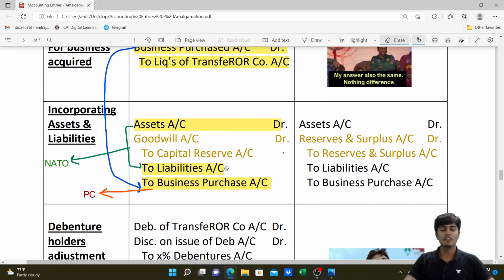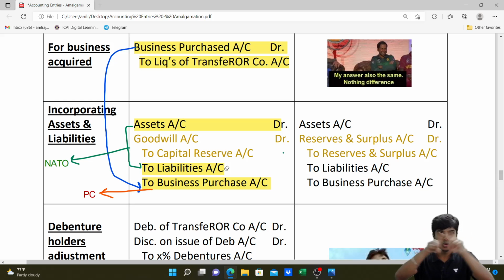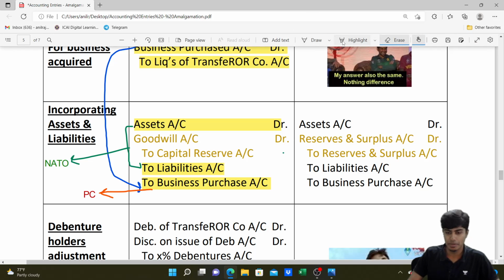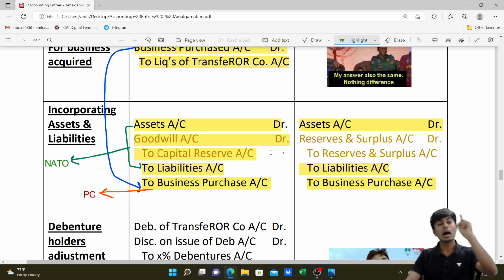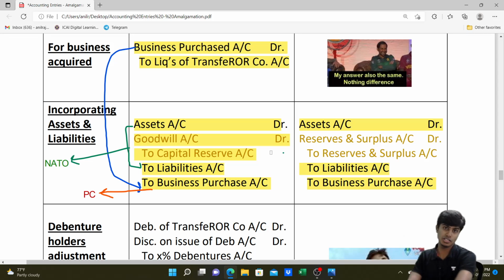However, if it is pooling of interest, you are there, I am there. Together when we start, we are one. I am not acquiring your business. It is merger. Amalgamation in the nature of merger. So I can't make profit or loss. It will be adjusted against the reserves. So we will not be accounting any goodwill or capital reserve. We will write the same thing. Assets account will be debited, business purchase will be credited, liabilities will also be credited. But we will not be using goodwill and capital reserve account. Goodwill or capital reserve is used only and only in the case of amalgamation in the nature of purchase.